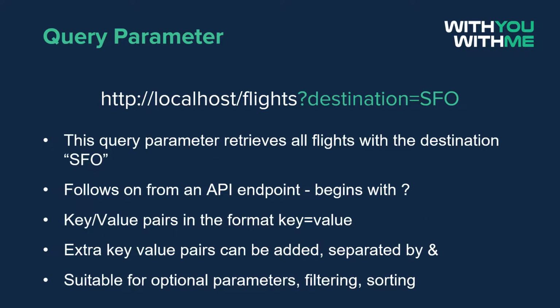Now to summarize query parameters. In the example here, we're using the GET method to retrieve all flights with a destination of SFO, or San Francisco. The query parameters always appear at the end of the API endpoint and commence with a question mark. They use key value pairs in the format key equals value. Our key here is destination and the value is SFO. Extra key value pairs can be added, separated by an ampersand. And query parameters are best suited for optional parameters, filtering and sorting.